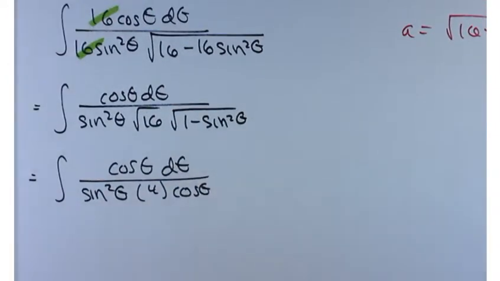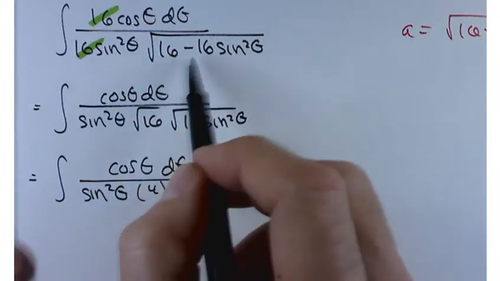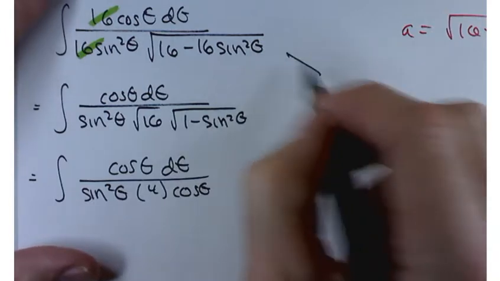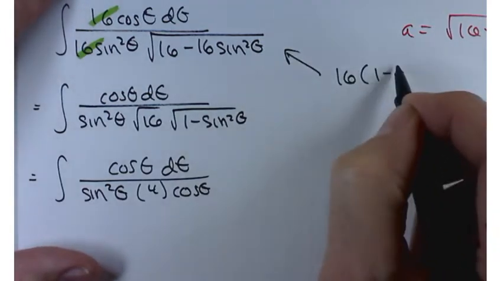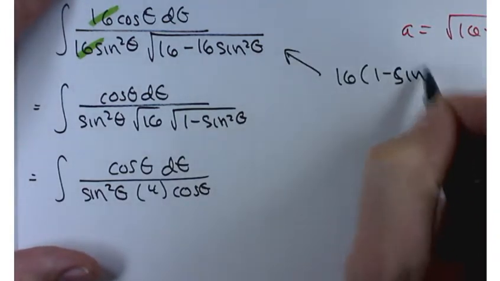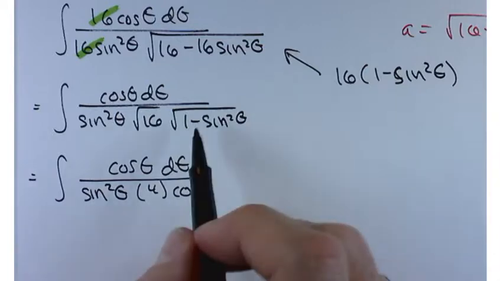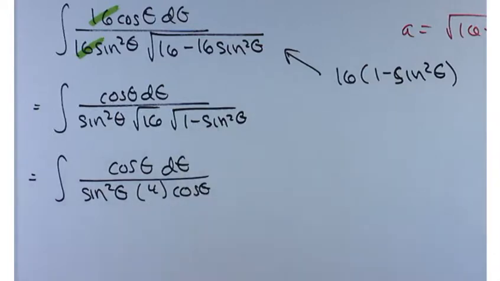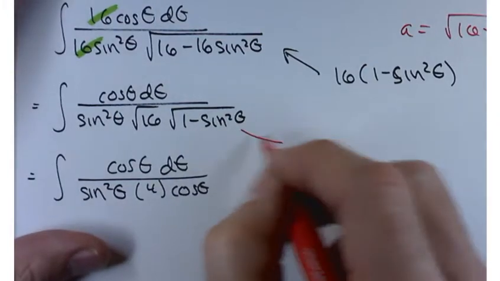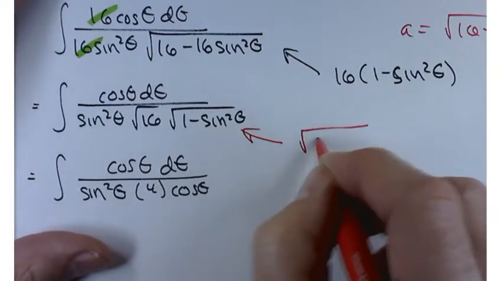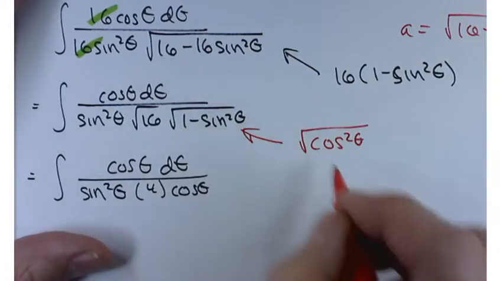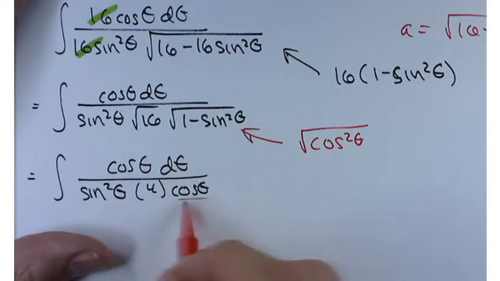Where does that 1 come from? You factored out the 16. So it's 16 times 1 minus sine squared of theta. So then why would you pull the square root of 16 out by itself? Because 1 minus sine squared of theta gives you cosine squared of theta. So this is the square root of cosine squared of theta, and the square root of cosine squared of theta is just cosine of theta.